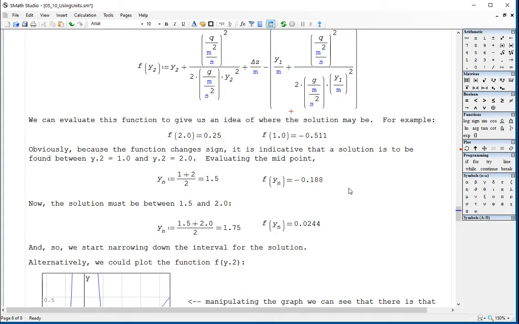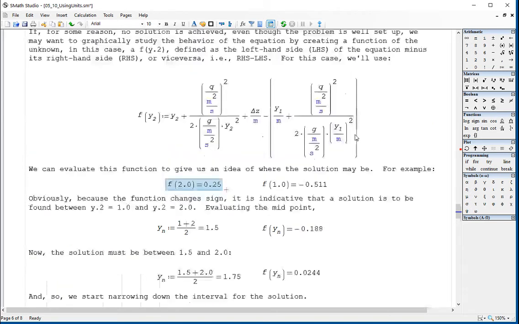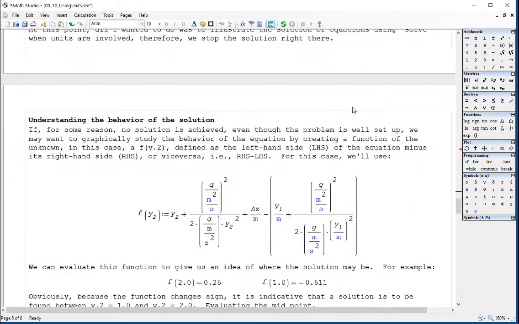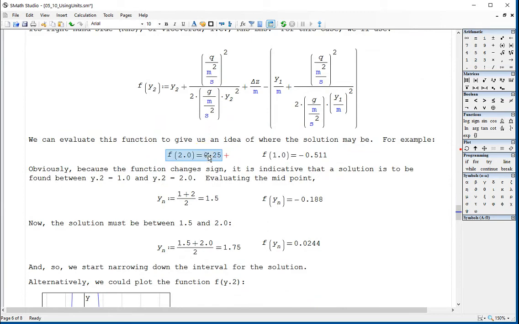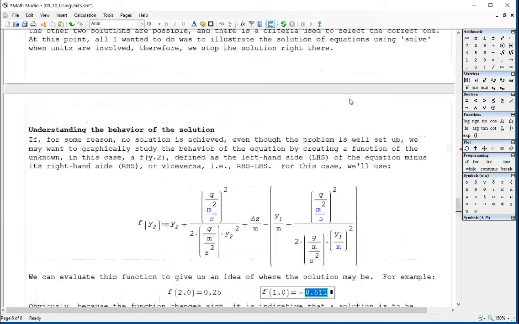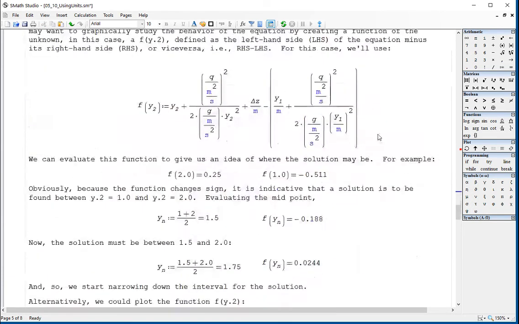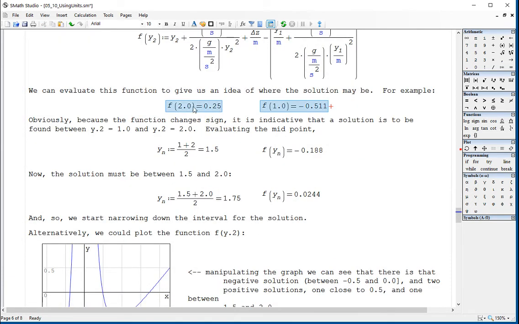It needs to change sign for a root. And so if you took f of 2, and I'm using the fact that I know that the solution is at 1.72. So if we take f of 2, I get a positive value. If I take f of 1, which is on the other side of the solution, between 1 and 2, it gives me a negative value. So I know the solution must be between 1 and 2.